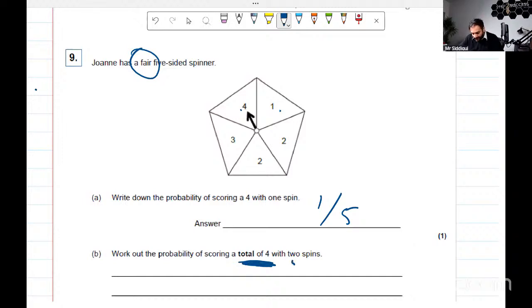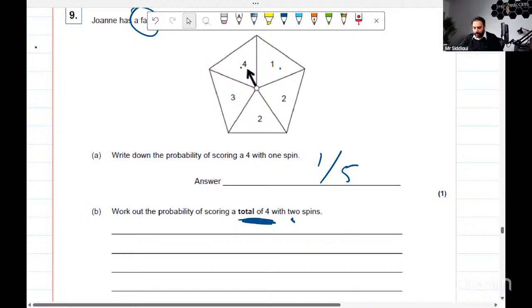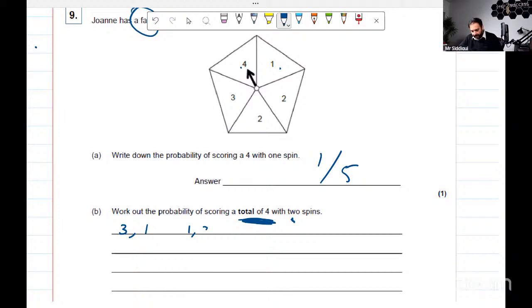What's the probability of scoring a total of 4 with two spins? With two spins. Okay. So in order to get a total of 4, you could get a 3 on your first spin and a 1 on your second spin. Or you could get a 1 on your first spin, a 3 on your second spin. That's a total of 4. Or you could get a 2 on your first spin and a 2 on your second spin. They are the same either way around. So these are the three different ways, I think, of getting a total of 4.